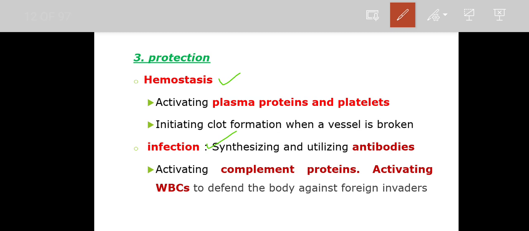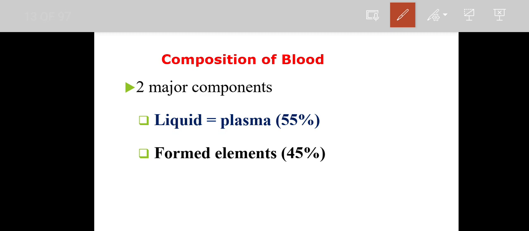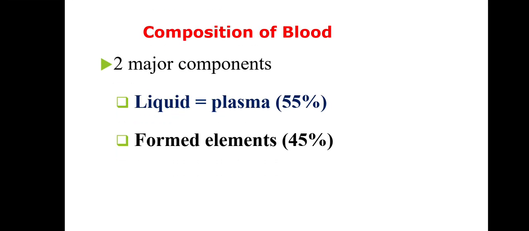Now we want to have a glimpse of the components of blood. We want to look at the composition of blood. Remember, I already mentioned this in the beginning: we have two major components of blood. We have the liquid part, which is called the plasma, and then we have the part which is full of cells, white blood cells, red blood cells, and platelets, and that is what we call formed elements.